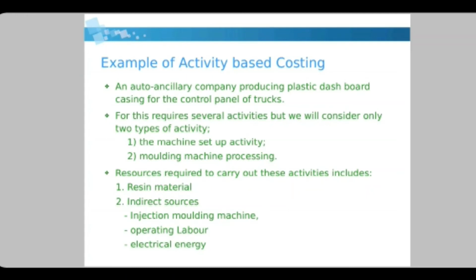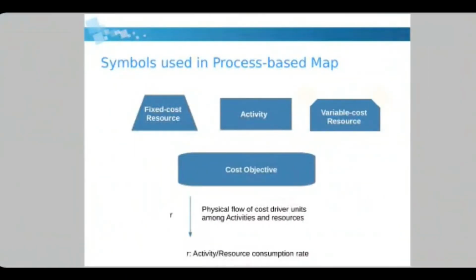So the resources required to carry out these activities include, first, a direct resource, and second, indirect resources. The direct resource is resin material, and the indirect resources are the injection molding machine, operating labor, and electrical energy. Now, as you know, in a flowchart there are some symbols to show something, right? In this case also, there are some symbols used in process-based mapping.